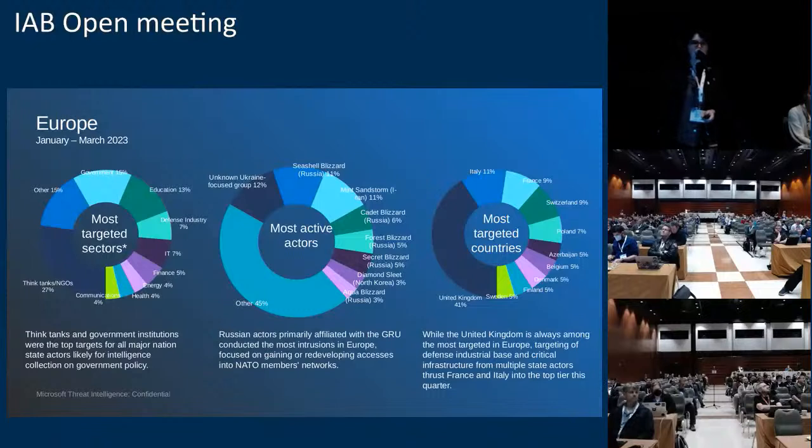But this is certainly what we saw back in January to March, and we're expecting the next one out in the beginning. You'll be able to see that we talk about most targeted sectors. This is one way of looking at this information. And this information, by the way, comes from what we call nation states notifications, right? These are the notifications that we will give to organizations who've been compromised by a nation state.